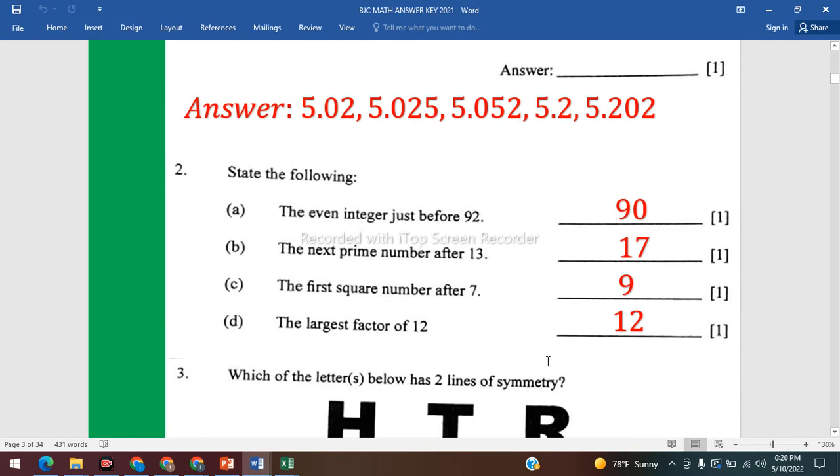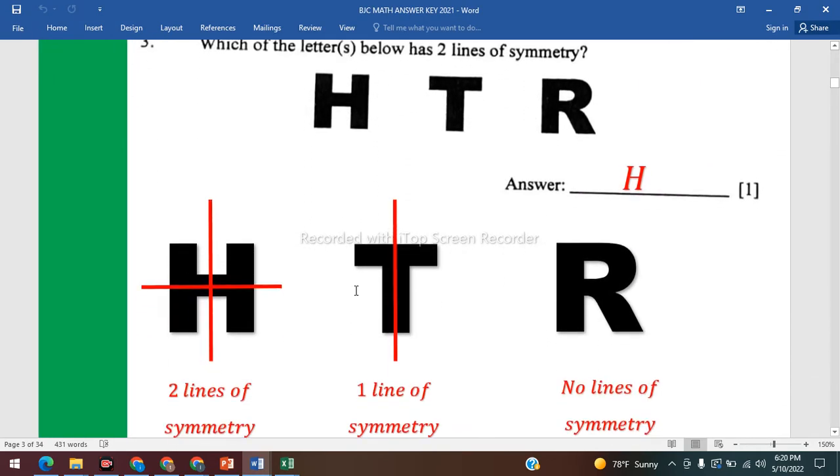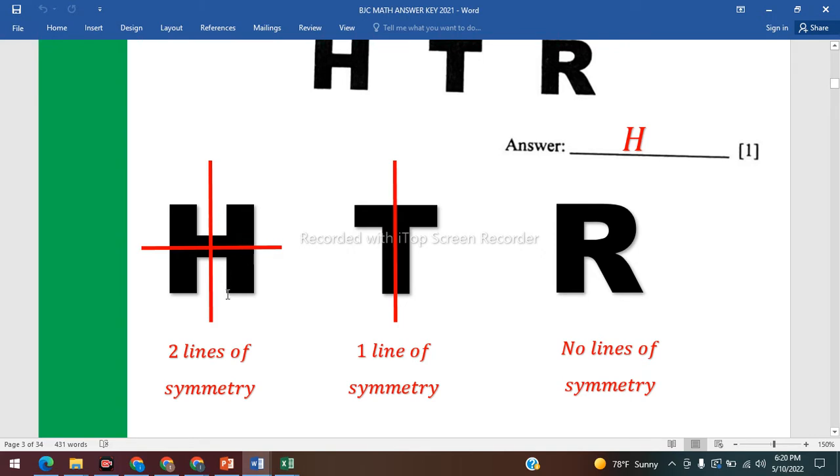So like we said, H has 2 lines of symmetry, T has 1 line of symmetry, and R has no line of symmetry. If only this was the BGCSE later. If only, right?